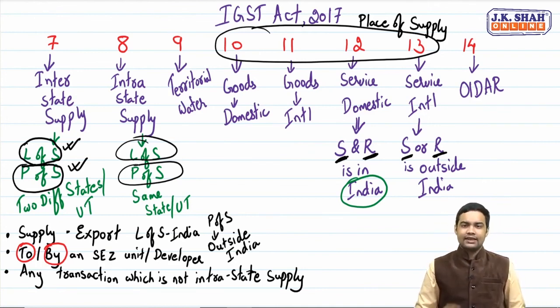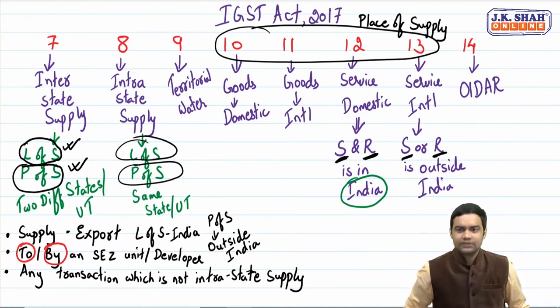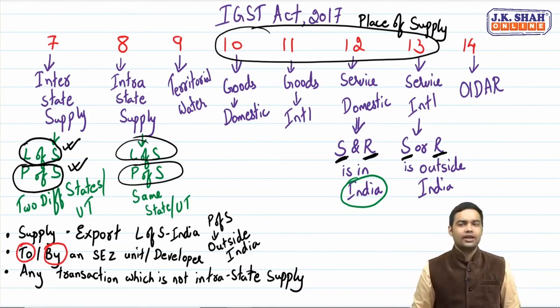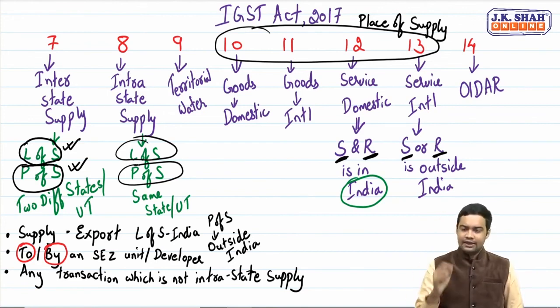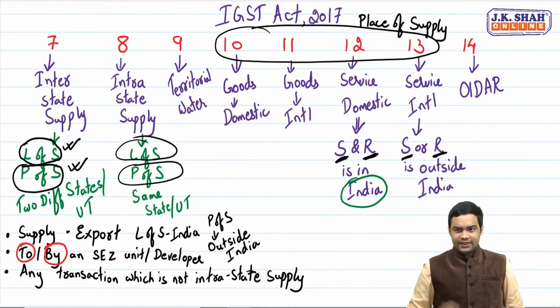And the third one is any transaction which is not an intrastate supply, even that would be regarded as an interstate supply. What's the meaning of intra? Section 8. Location of supplier and place of supply within the same state or union territory is called intra-state supply. Territorial waters, what happens in case it is near the territorial waters? We will discuss this with section 9. Then we have 10, 11, 12, 13.